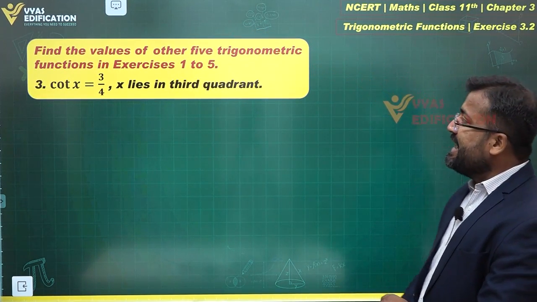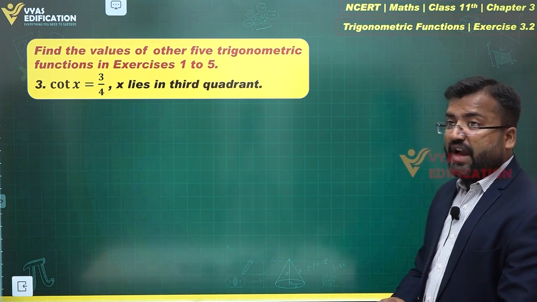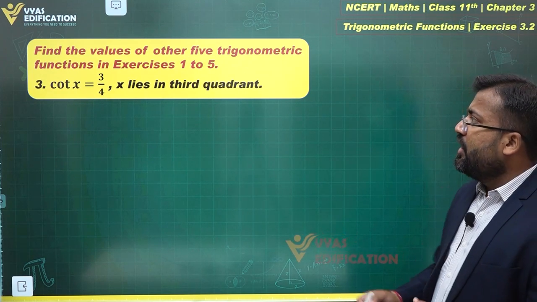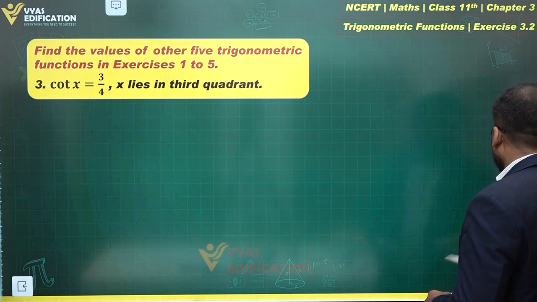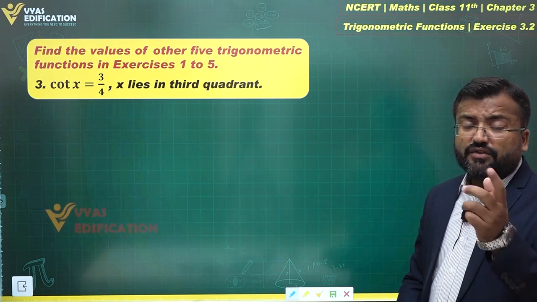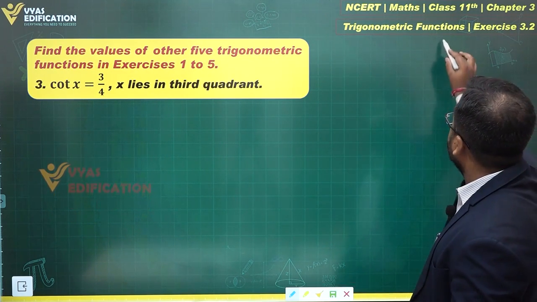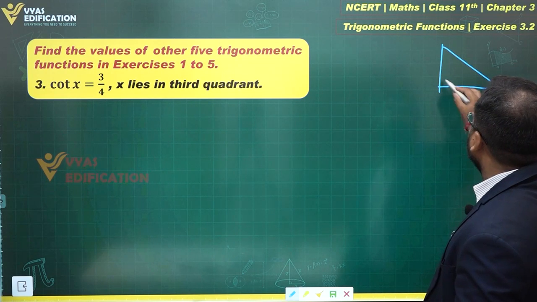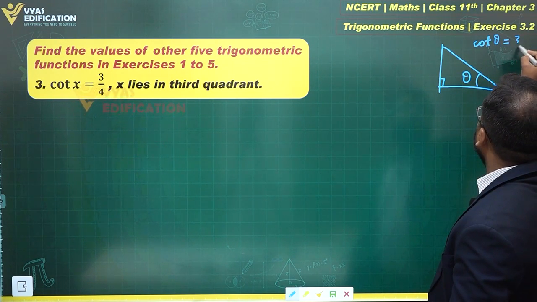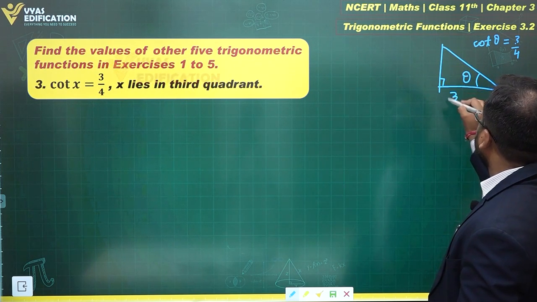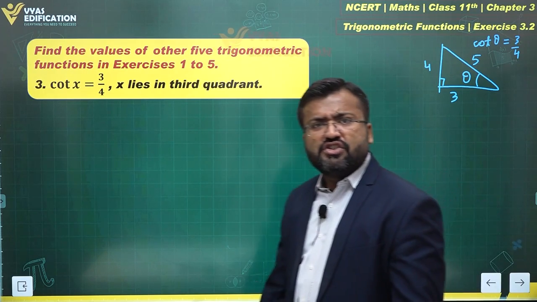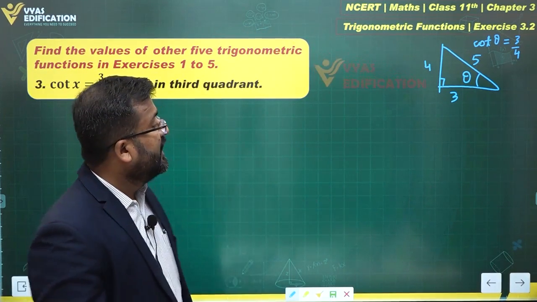This question says that cot x is 3 by 4 and x lies in the third quadrant. We have to find the other 5 trigonometric ratios. How do you go about doing this? When it is given that cot x equals 3 by 4, one of the simpler approaches is to draw a right angle triangle. If this is theta, cot theta is 3 by 4, this will be 3, this will be 4, and the hypotenuse can be easily found by the Pythagoras theorem. This will be 5.